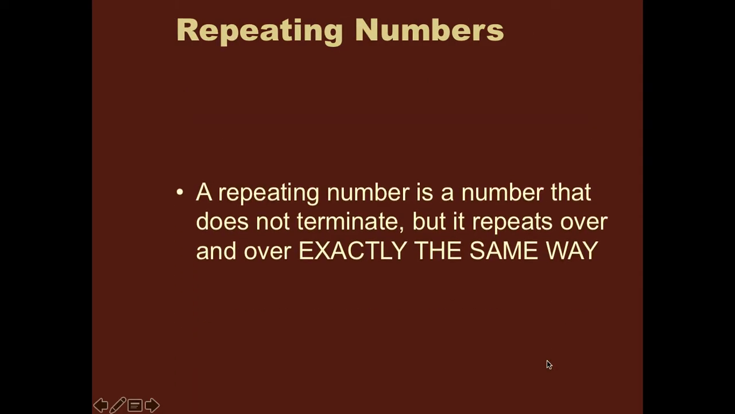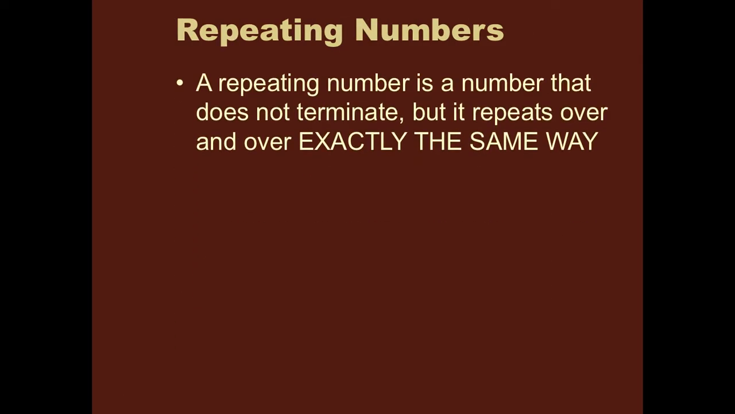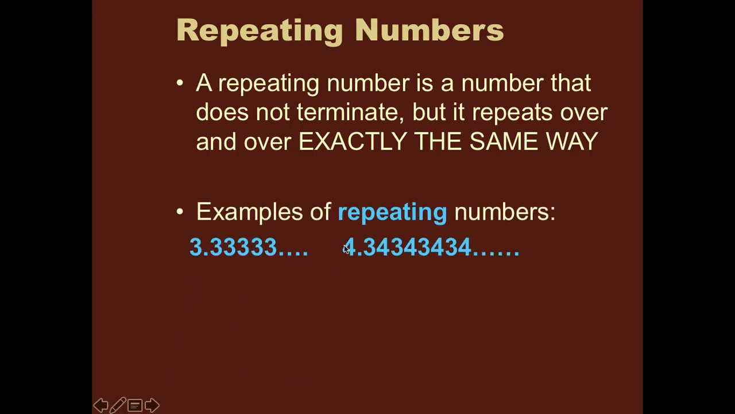Then we have repeating numbers. A repeating number is a number that does not terminate and does not end, but it repeats over and over in exactly the same way, meaning in the same pattern. For example, you can see here the pattern 3.33333 and so on. The pattern over here is 4.34343434. So it is in the same pattern, it's repeating in the same way.